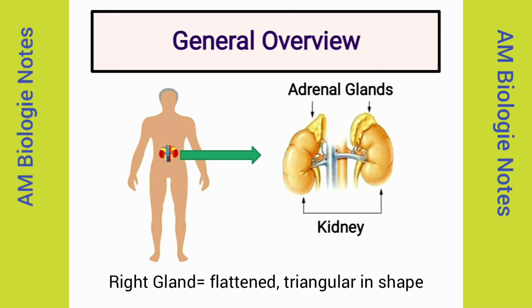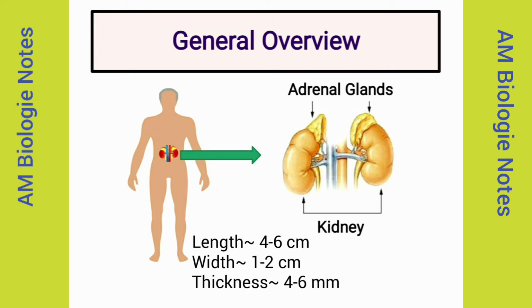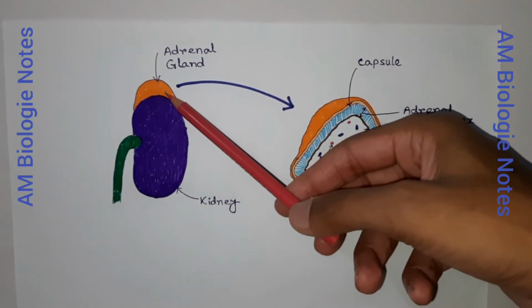The right gland is flattened and triangular, and the left gland is semilunar in shape. The glands are about 4 to 6 cm long, 1 to 2 cm wide, and 4 to 6 mm thick in adults. Together they weigh about 8 grams, but their weight and size vary with the age and physiologic condition of the individual. This is an adrenal gland.